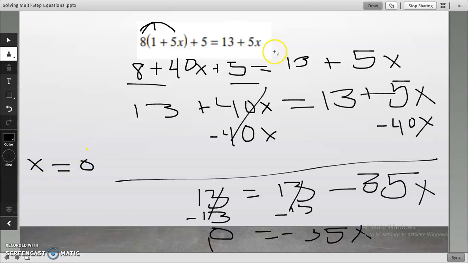I can plug this in easy again. So I get that crosses out, 8 times 1 is 8. 8 plus 5 is 13. So 13 does equal 13, so it works out.